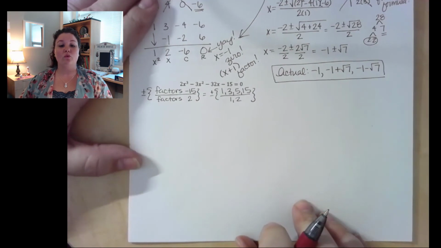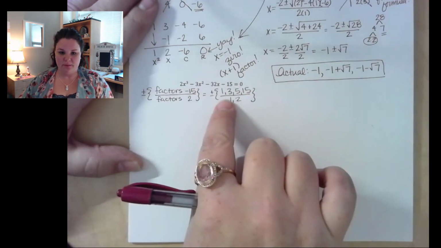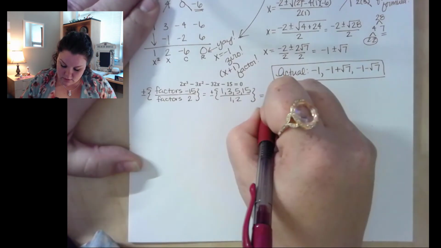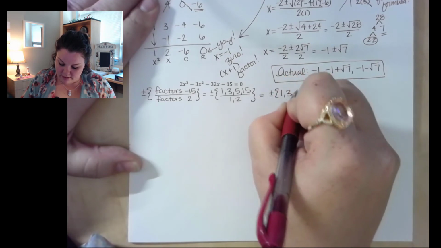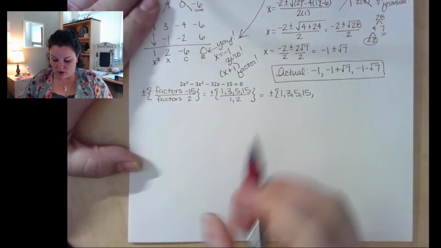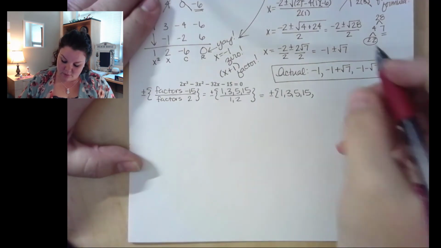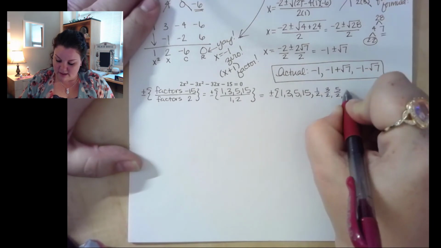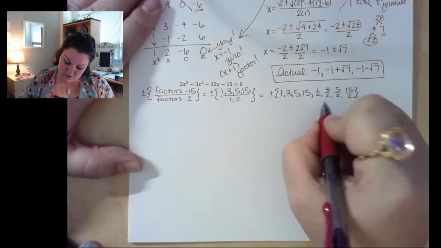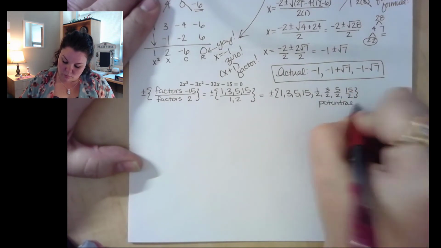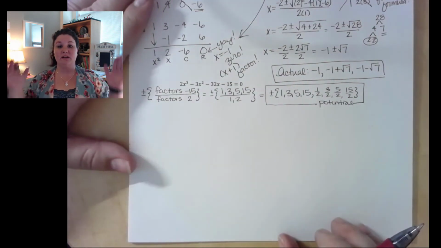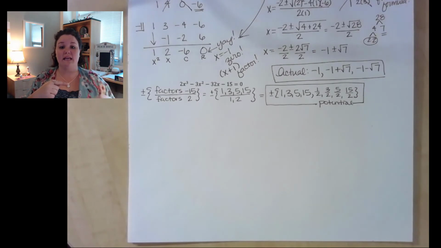Okay, and then I want to make a ratio of all possible numbers. So what I'm going to do is take all of these numbers and divide them by 1. Okay, so that gives me 1, 3, 5, and 15. And then I'm going to take all of these numbers and divide them by 2. So that will give me 1/2, 3/2, 5/2, and 15/2. Okay, so these are all the potential rational zeros. So this is going to be my starting list. Okay, so this is my short list that I should be able to start plugging these in and hopefully find one that will give me a zero remainder.